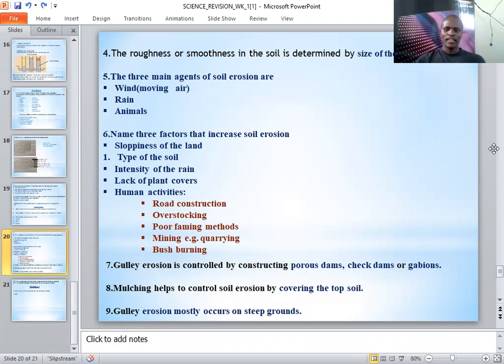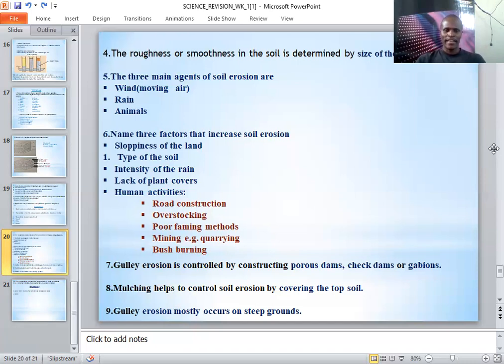Then we have the type of soil that is available in the land. We know very well that sandy soil is the lightest soil. Therefore, if the soil is lighter, it can be easily carried away by wind. If the soil is heavy, for example clay soil, it becomes very difficult for it to be swept away. So the type of soil in a given land can also affect the rate of soil erosion. Then you have the intensity of the rain, the heaviness. How heavy is the rain? If the rain is too heavy, then we expect the soil to be carried away very easily.